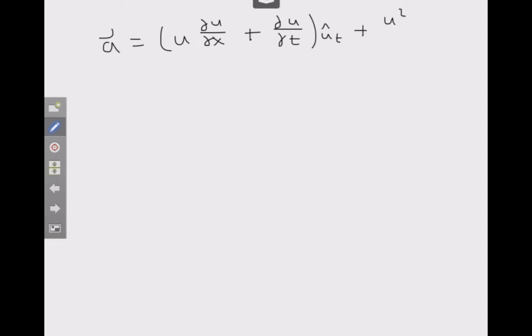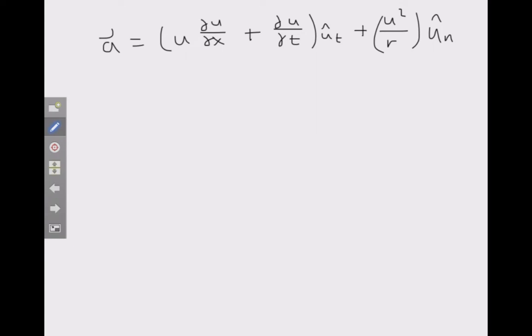So let's rewrite this acceleration now in terms of our variables for this given problem. And we have u times del u del x, the derivative of the velocity with respect to position basically. And we have the local acceleration, both in the tangential direction, and then we have this. So we're going to evaluate each of these terms in turn.